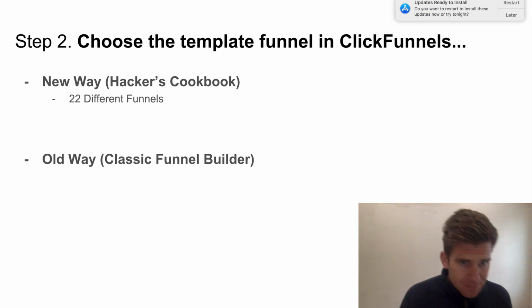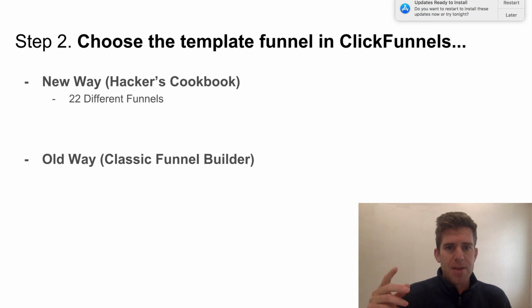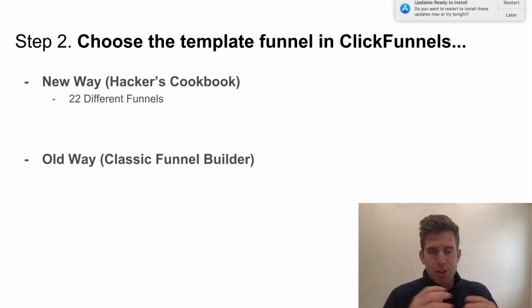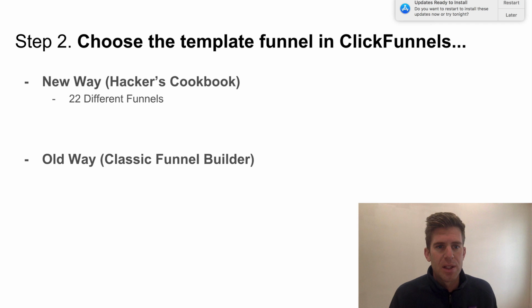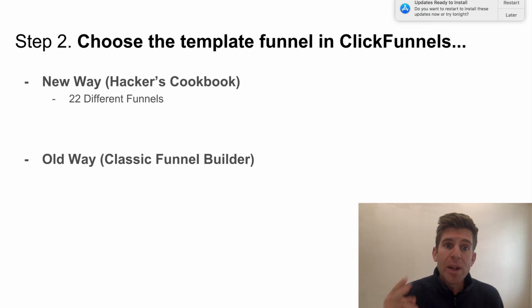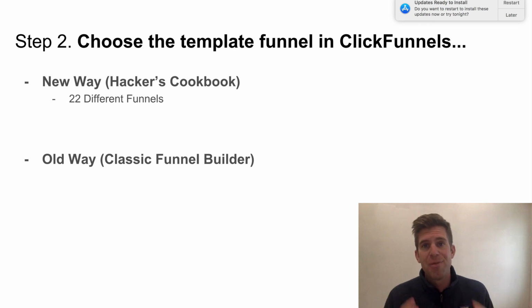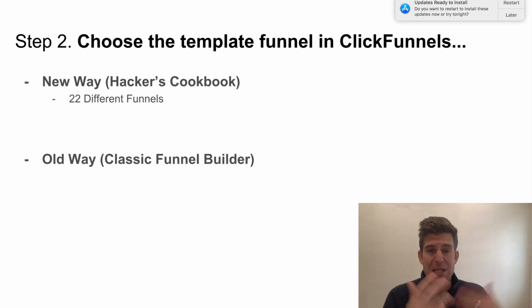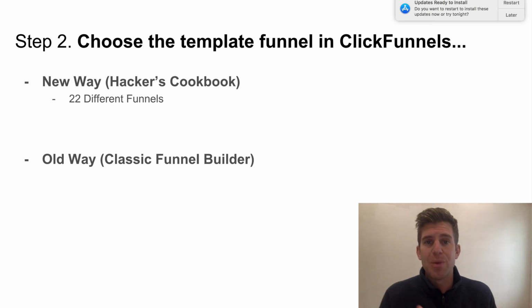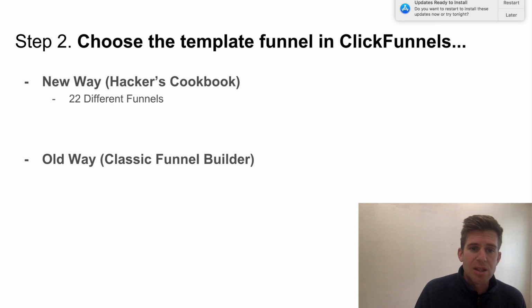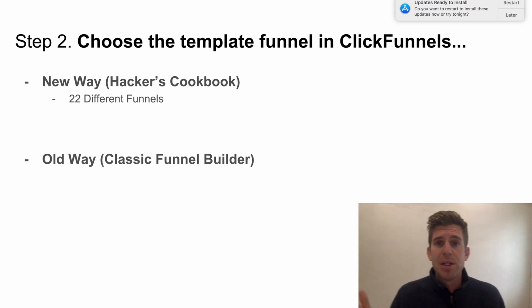So guys, there are 2 different ways to create a template within ClickFunnels. There's this new way, they call it the Hacker's Cookbook. There are literally 22 different types of funnels you can choose from right there, and as a complete newbie, I suggest going onto the Hacker's Cookbook and clicking on each one of them and watching Russell Brunson's 2 to 3 minute video explaining what it is, because that'll really help you figure out what type of funnel you need. And then the old way, they call it the Classic Funnel Builder.